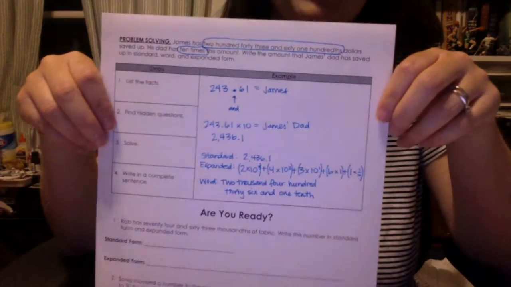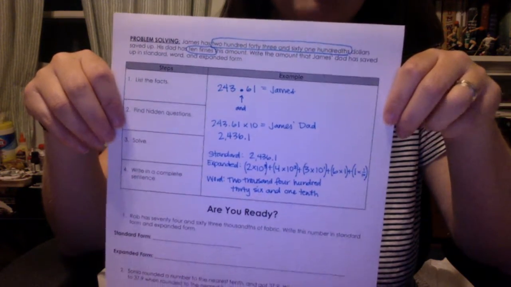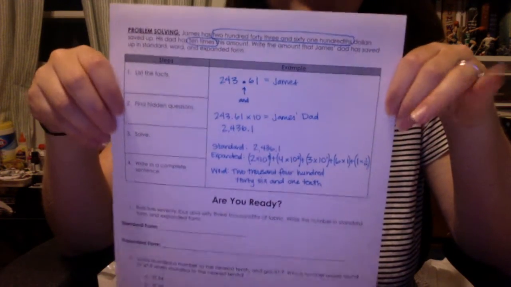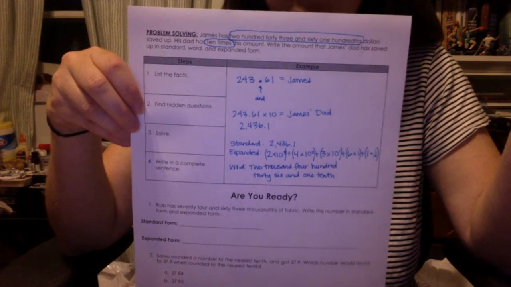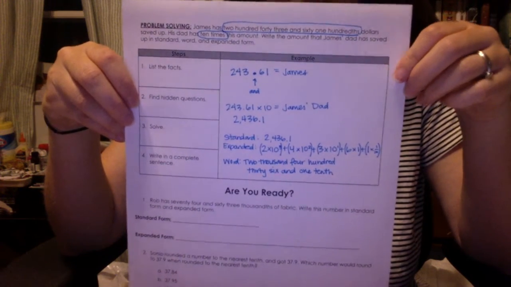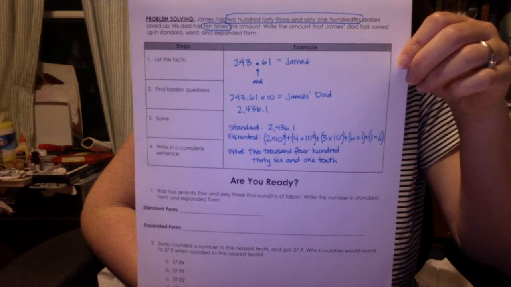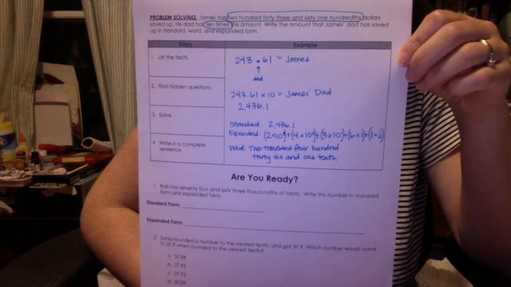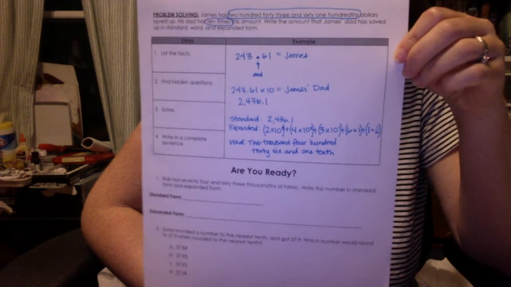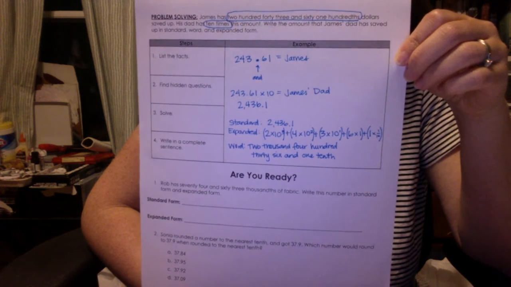The only tricky ones there are the ones that have something in the hundredths place. So problem solving. Here's an example of a pretty simple word problem that has to do with decimals. James has $243 and 61/100 saved up. His dad has 10 times that amount. We want to know the amount that James's dad has saved up in standard, expanded, and word form.